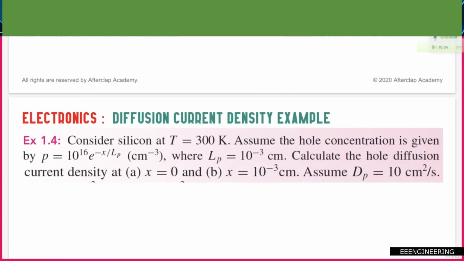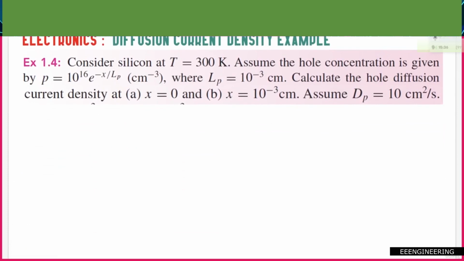Now, we're going to solve another example, which is right in here. This time again, we need to consider a silicon at T is equal to 300 K. We're going to assume that the hole concentration is given as an equation this time. This question is a little bit different. This time we don't have a linear relationship. And there Lp is going to be 10^-3. Calculate the hole diffusion current density at x is equal to 0, and also when x is equal to 10^-3. Assume that you have a diffusion coefficient in an amount of 10.